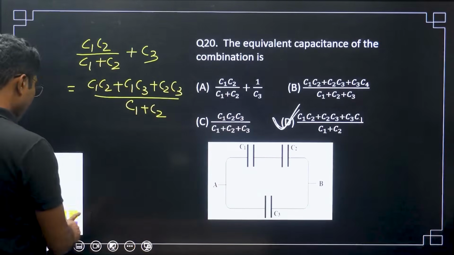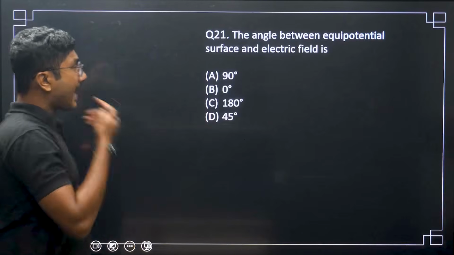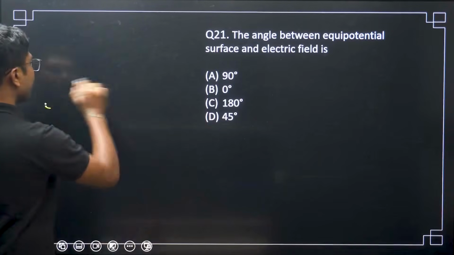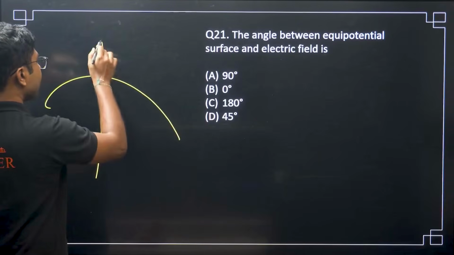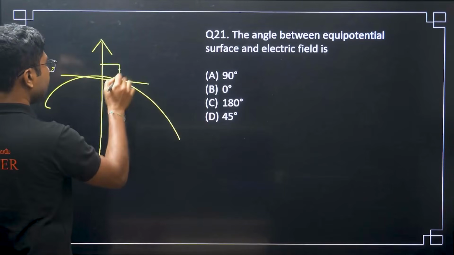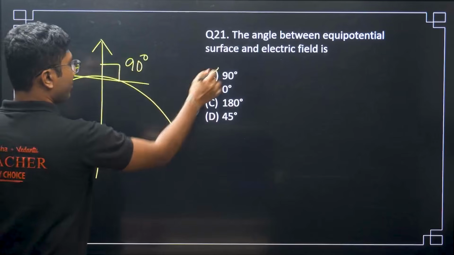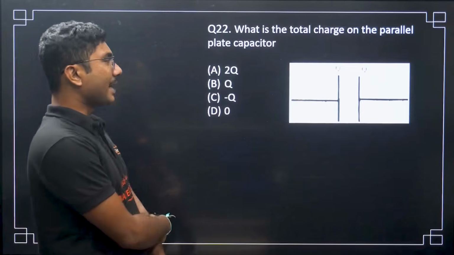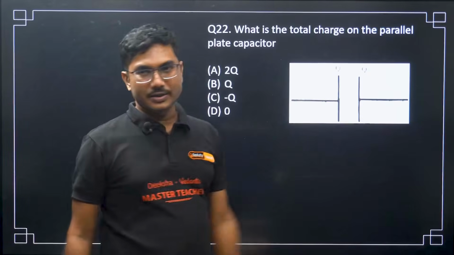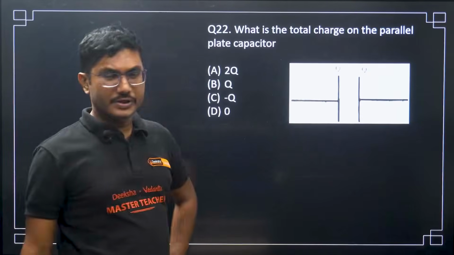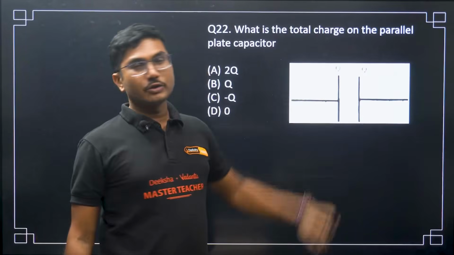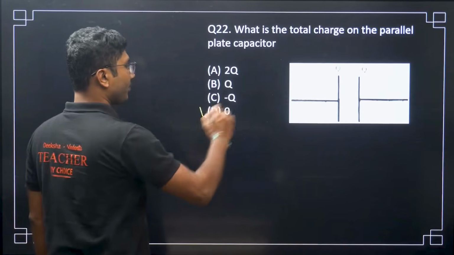Now let's move on to the next question. The angle between equipotential surface and the electric field is always 90 degrees. So option A is correct. What is the total charge in the parallel plate capacitor? Total charge Q and minus Q. This is taken from one of your previous year questions. So Q and minus Q both are equal and opposite, so total charge will definitely be 0.